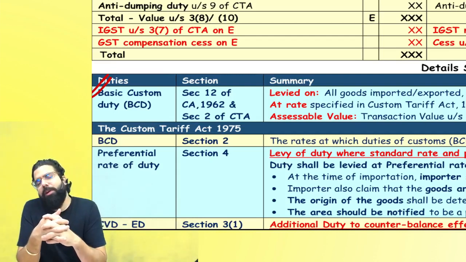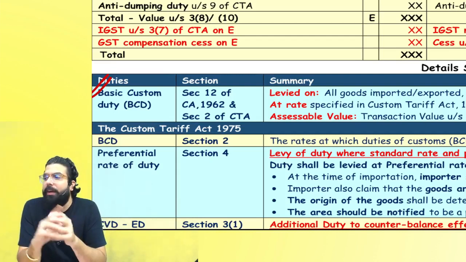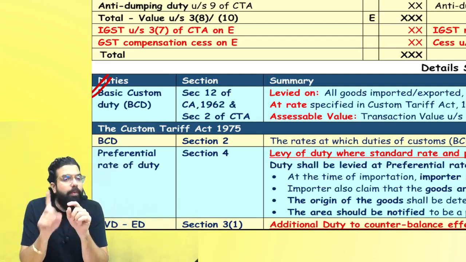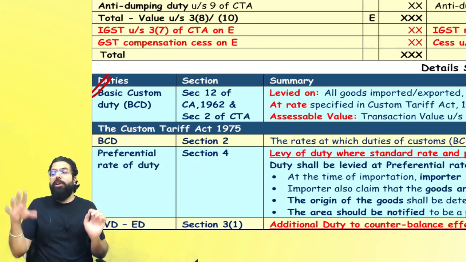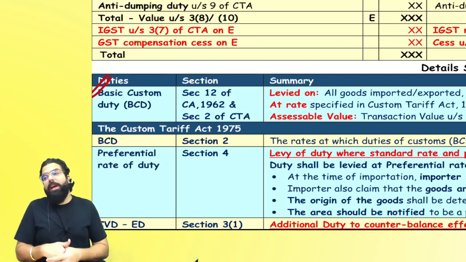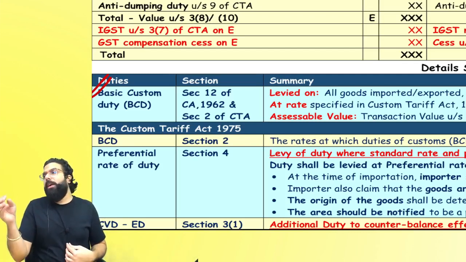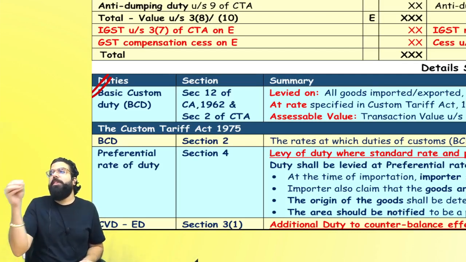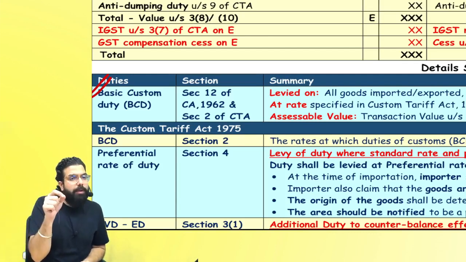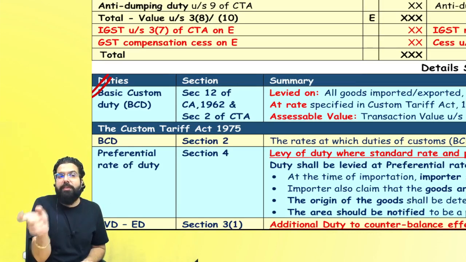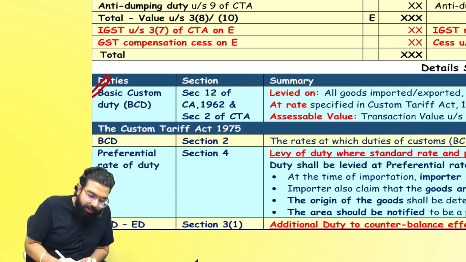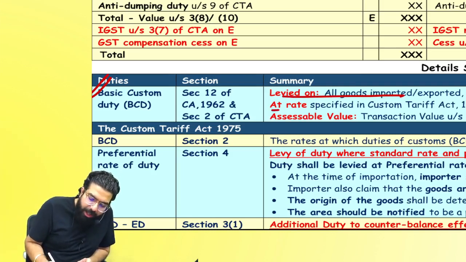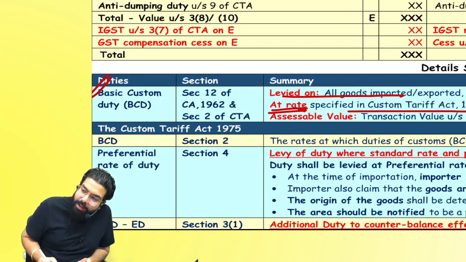Custom Act section number 12 says that, sir, duties of custom will be levied on goods imported or exported from India. Now duties of custom which are there, they are telling basically, sir, duties of custom means custom duty. Custom duty will be levied on import or export. That custom duty which is levied as per the Custom Tariff Act. So custom duty is levied on goods imported at the rate specified in the Custom Tariff Act.